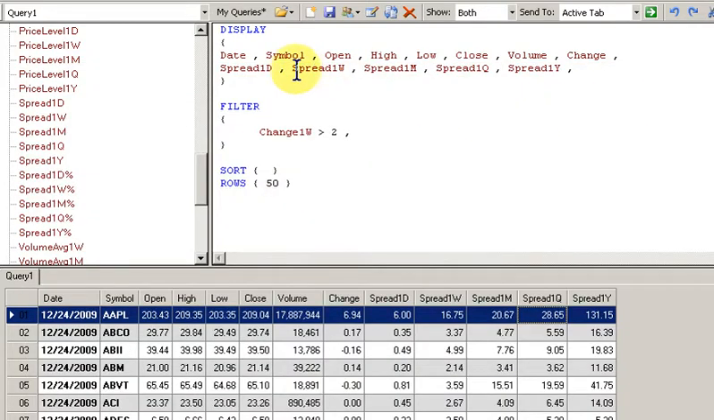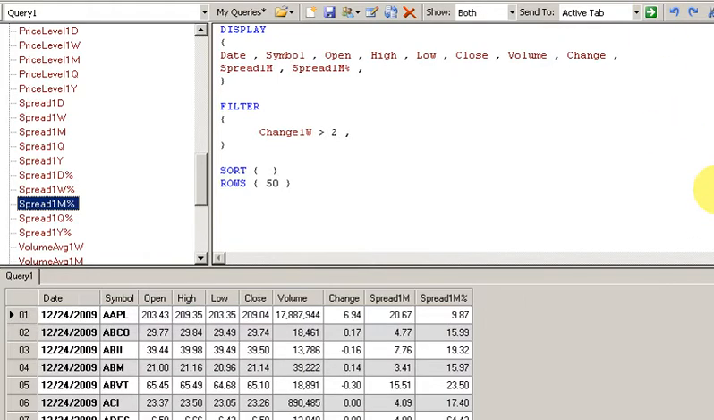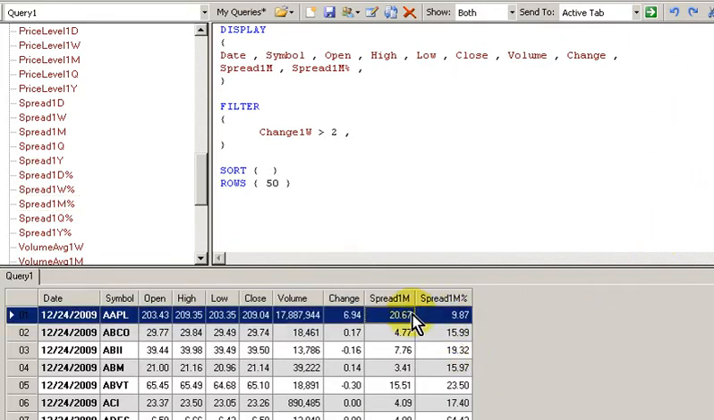Okay. Let's leave one of these up there. I'll leave month, and we'll show you what it looks like in terms of percent. So a spread for the month was $20.67, but in percentage terms, it represents 9.87%. So you can filter out data that meets your criteria by spread or spread percentage.